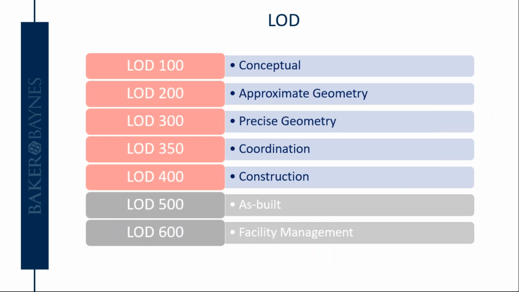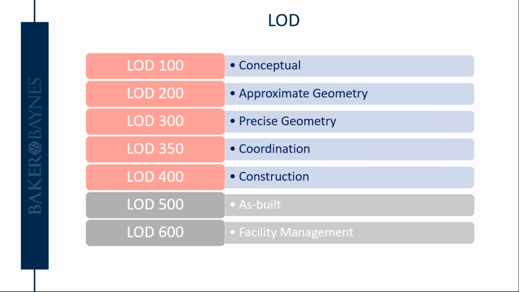So just a little summary of the LOD levels according to the BIM Forum. LOD 100 would be very conceptual, so it's not even in 3D, it's maybe just a line or a note or something of the sort. LOD 200 is when you have an approximate geometry. LOD 300 would be your precise geometry, you know the exact size and the location of this member. LOD 350 is all the information that you would need for coordination.